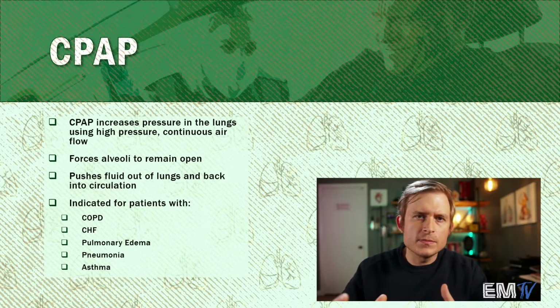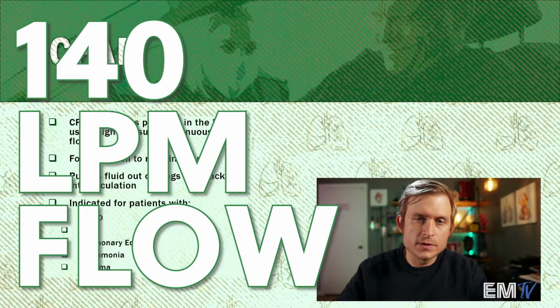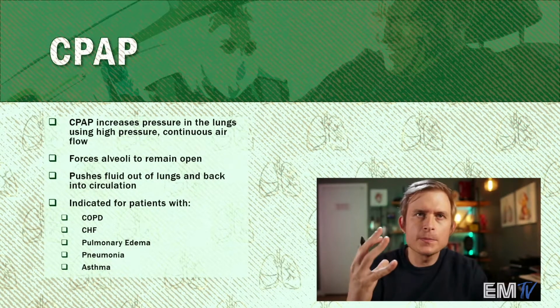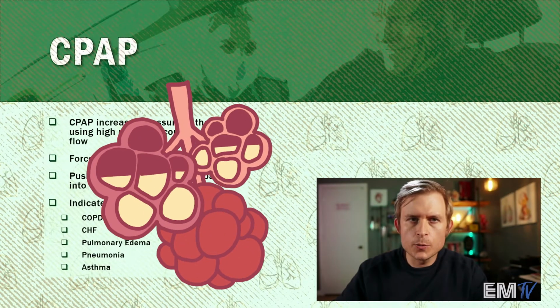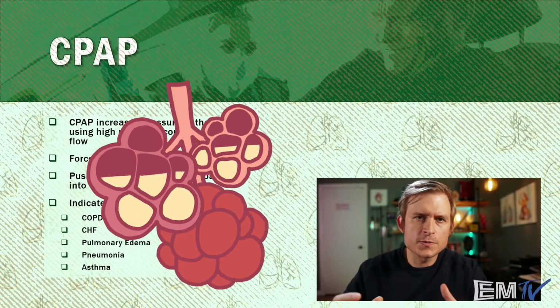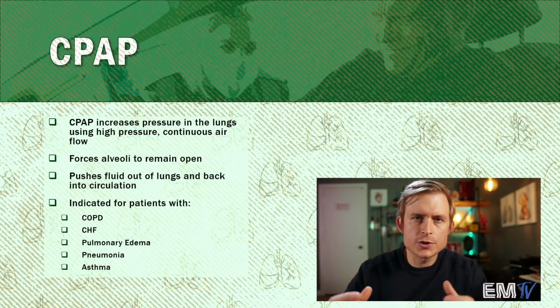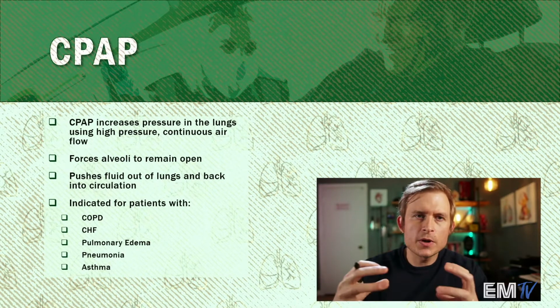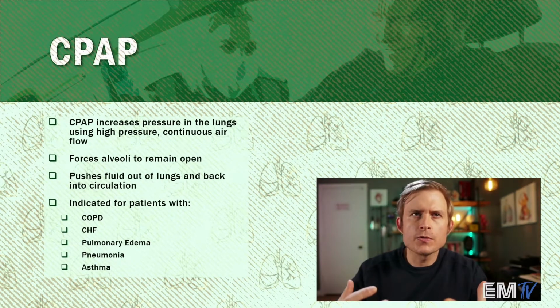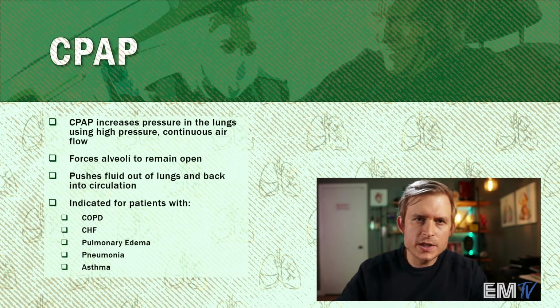When this is applied, you're getting 140 liters per minute of airflow into the patient's face via a mask that they wear. This forces alveoli to remain open. In the cases of certain obstructive illnesses like asthma or bronchoconstriction due to like an allergic trigger, this can actually open up the airways and make respiratory treatments more effective. In patients with pulmonary edema, this will actually force fluid out of the interstitial space between the capillary membranes and the alveolar membranes, improving gas exchange that occurs.